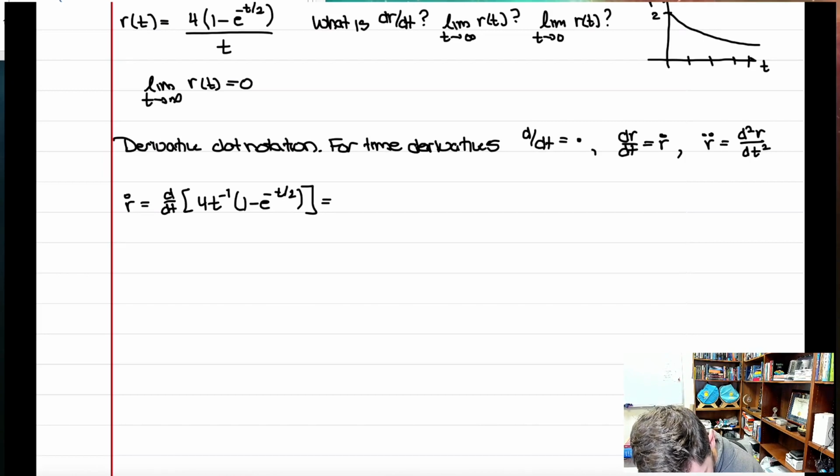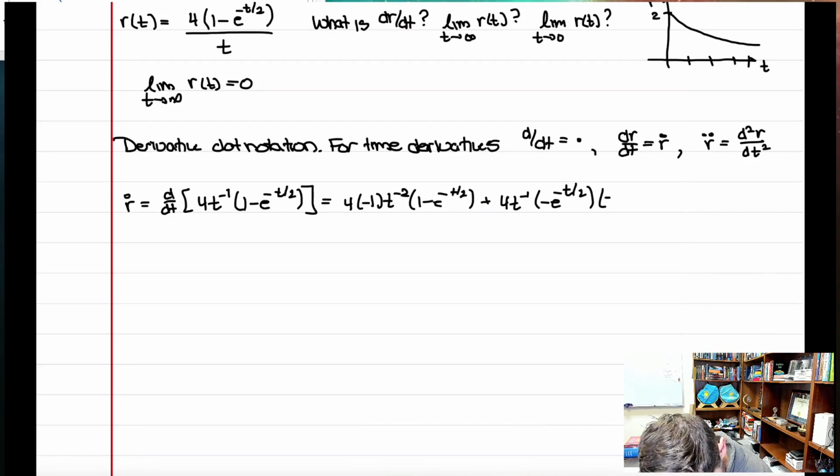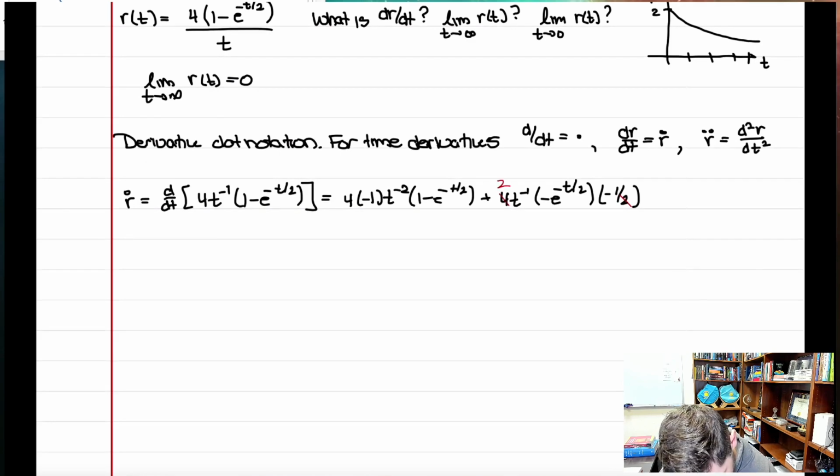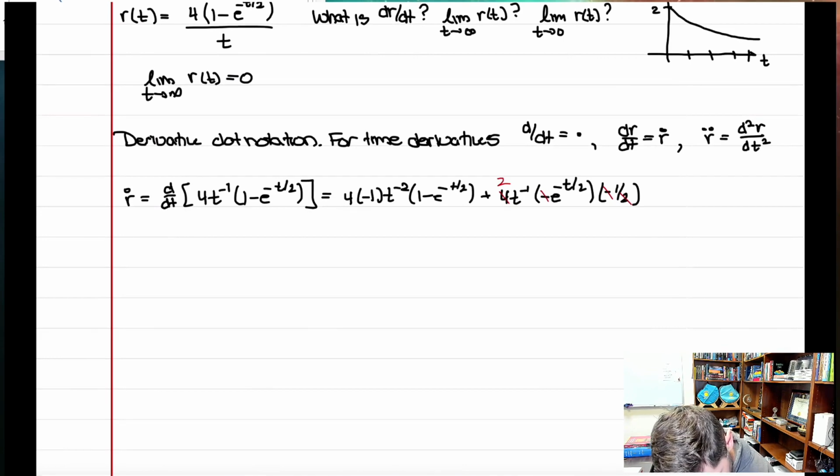So then if I do the product rule, looks like the derivative of the first part, 1 minus e to the minus t over 2, plus 4t to the minus 1 times the derivative of the second part. Looks like it's going to be negative e over 2, and chain rule negative 1/2 at the end of the day. Let's see, some things simplify. Got a 2 here, got a 4 here, that becomes a 2. These negatives cancel, and I think that's it.